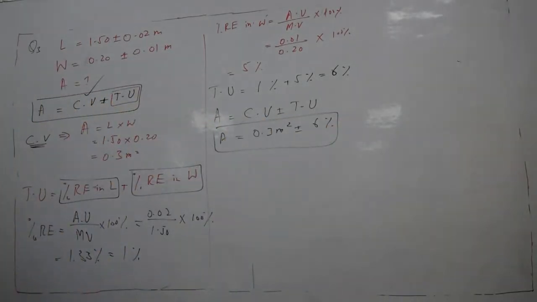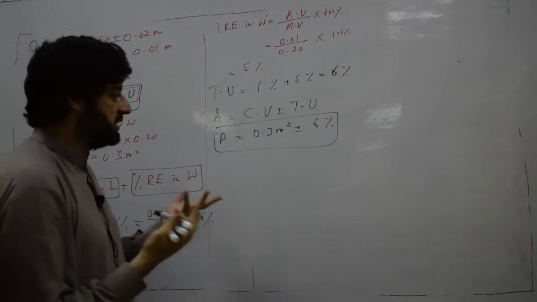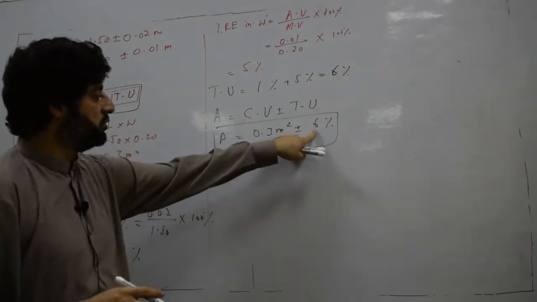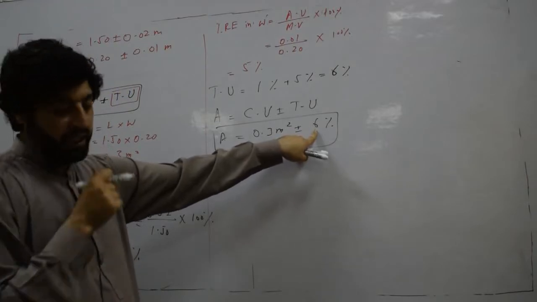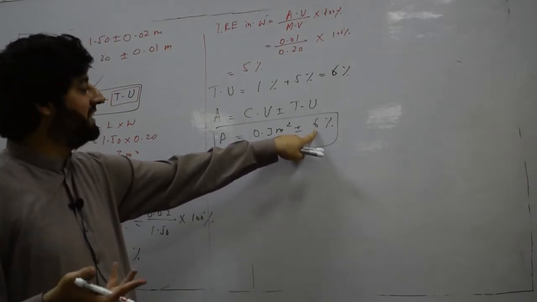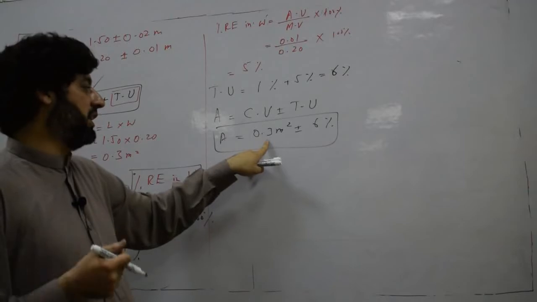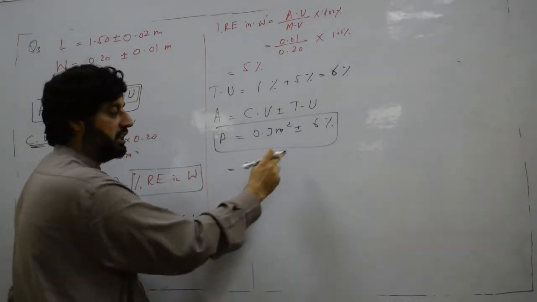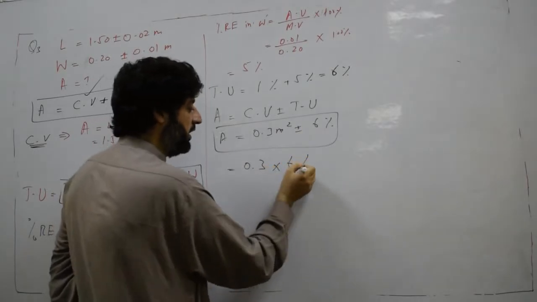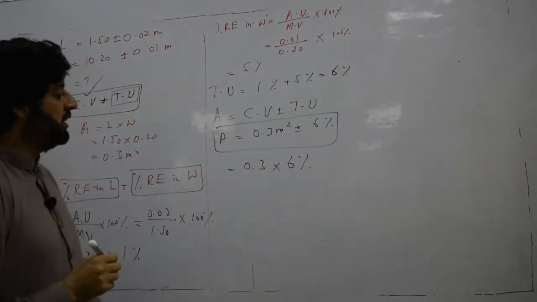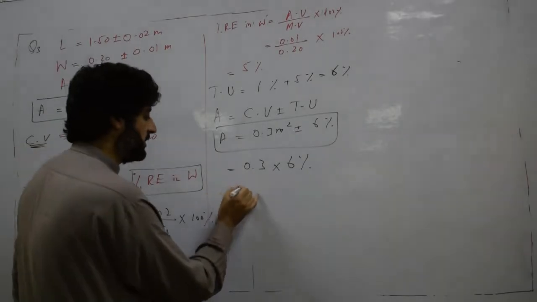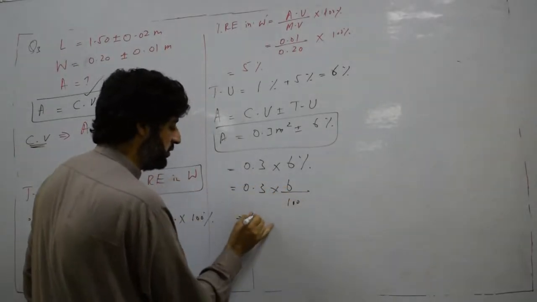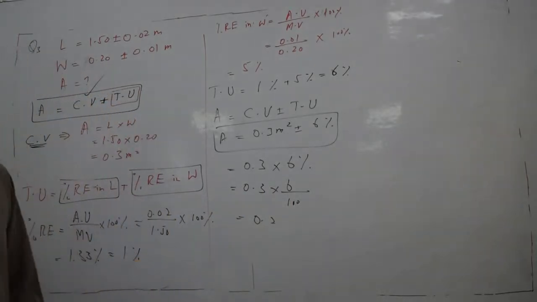Okay, now take another step in this calculation. So look at this 6%. If we want to find the absolute error in this area, we can easily calculate this. So look here, 0.3 has an error of 6%. So we have to find out what is the 6% of 0.3. So percentage means divided by 100. So it will be 0.02.